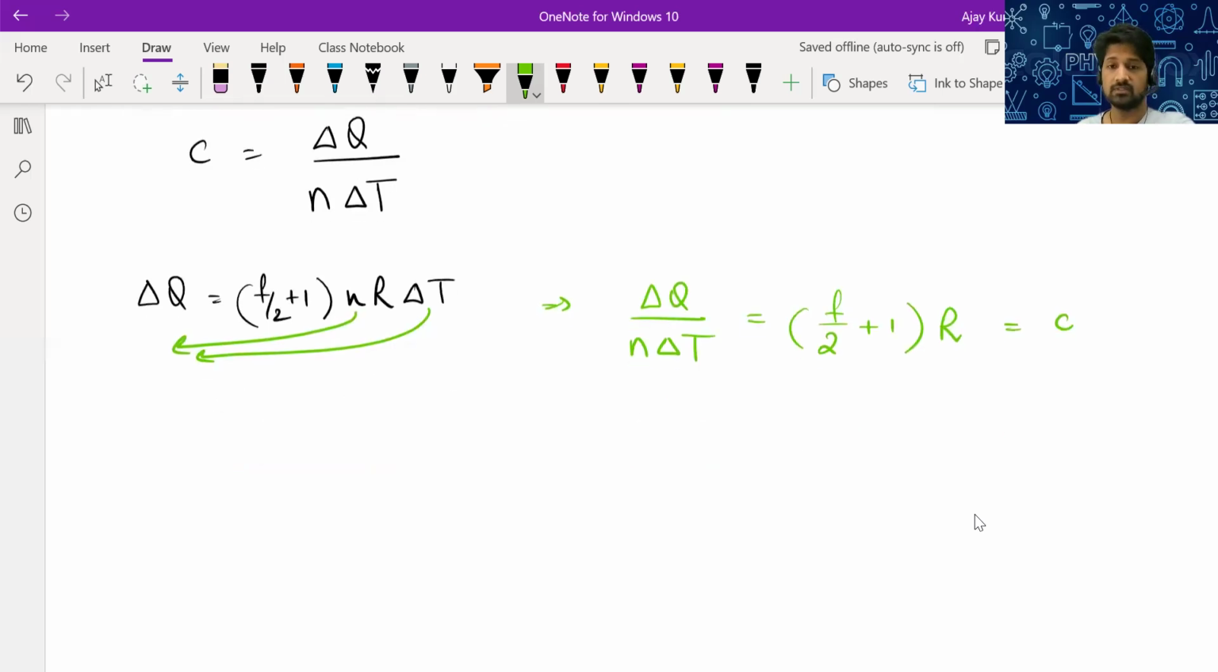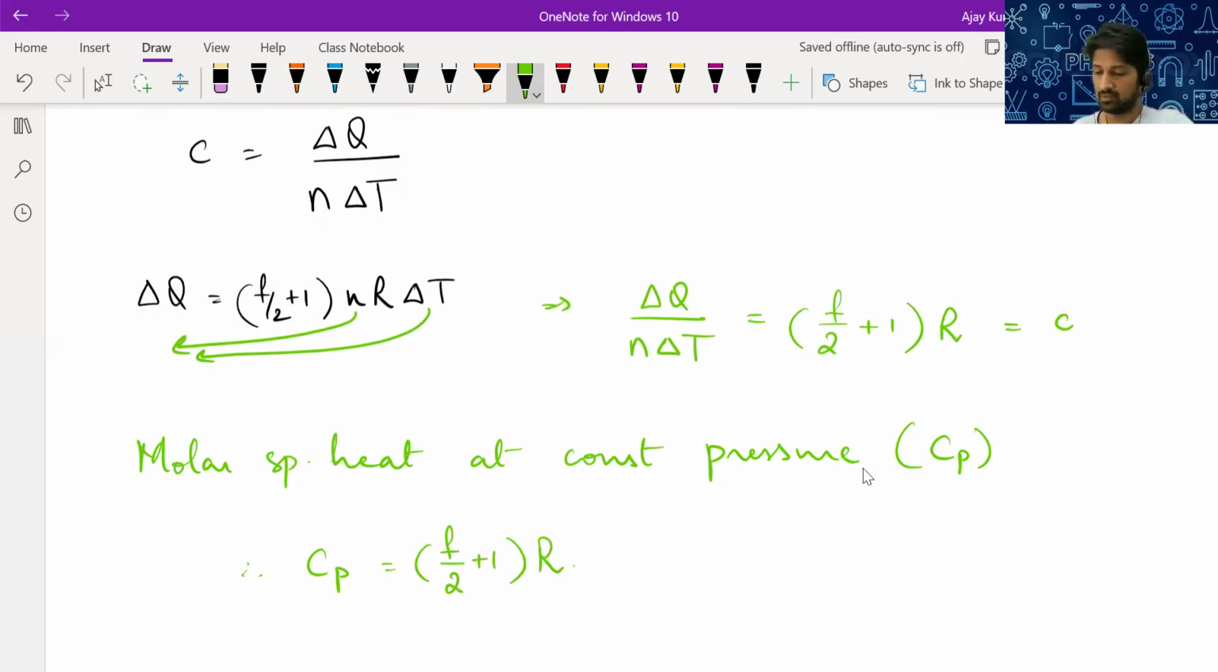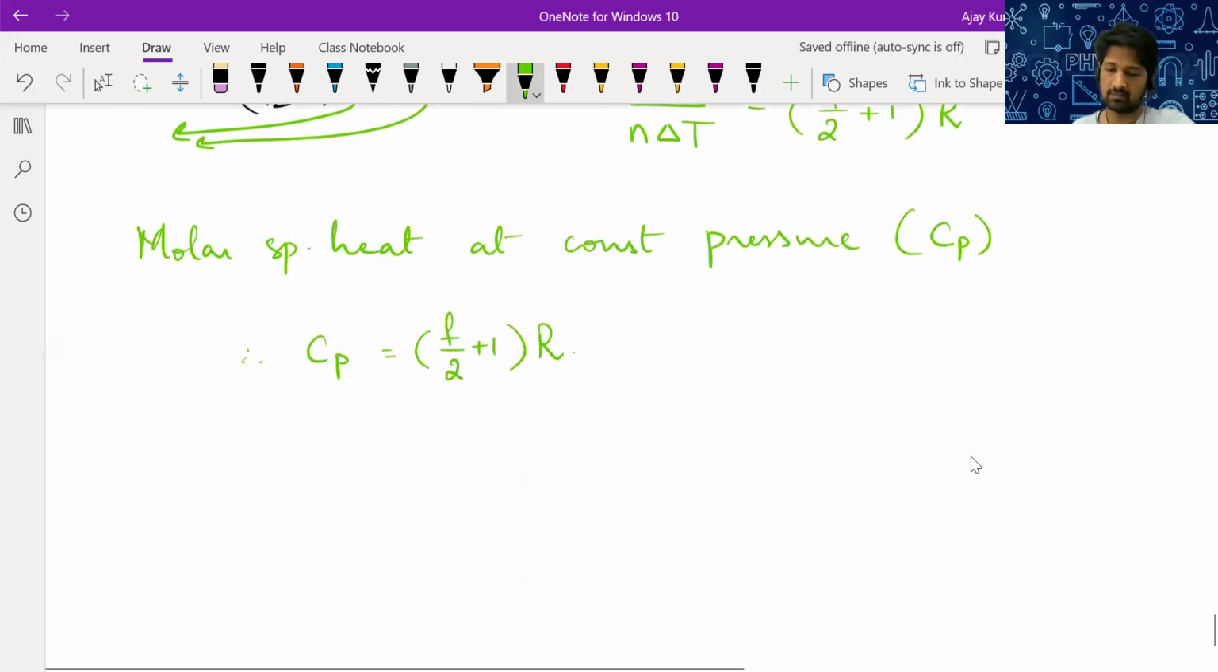Now, what kind of process is this? Isobaric process. So we call this molar specific heat at constant pressure for a gas. It is denoted by the symbol Cp. You can write Cp is equal to (F by 2 plus 1) multiplied with R. It depends on the degrees of freedom, means it depends on the type of gas.